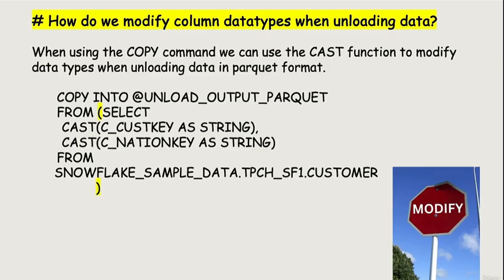In this particular case, as you can see on the screen, the cust key and the nation key are numeric values. I want to generate a Parquet file in which the cust key and the nation key are in string format. And for that reason, what I have done is that I have used the cast function to convert it. With that, we conclude this question. If you have the time, please join me in the next question.